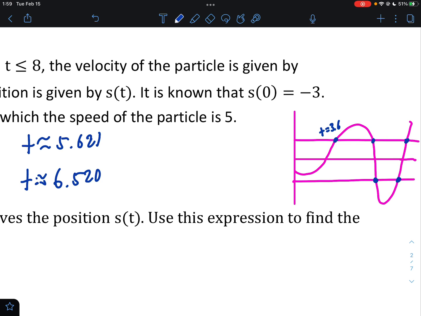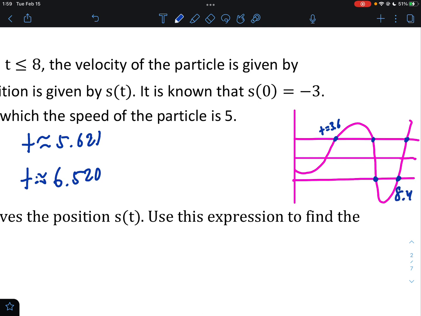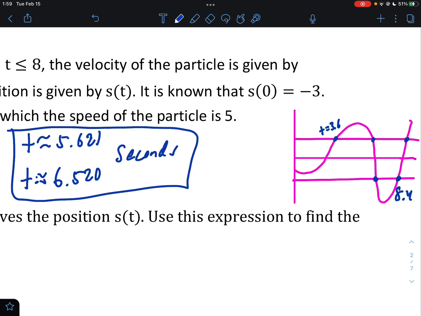And we get an answer that's 8.4. So we know that's out of it. This one here is 8.4, which means the next one is also out of our range as well. So just two answers, 5.621 and 6.520 seconds.